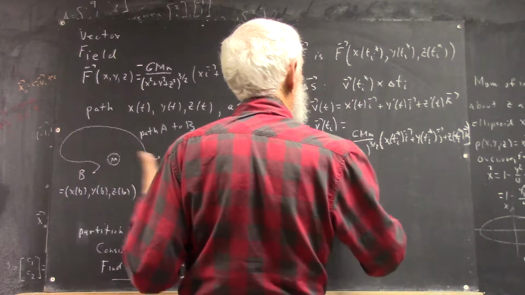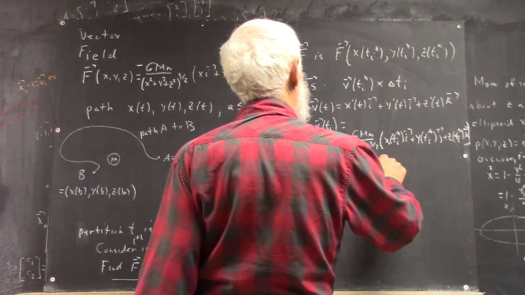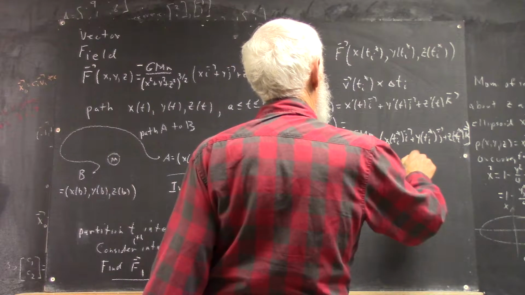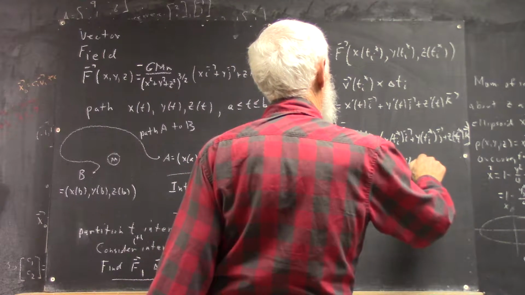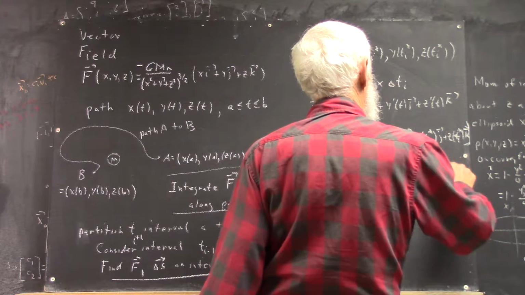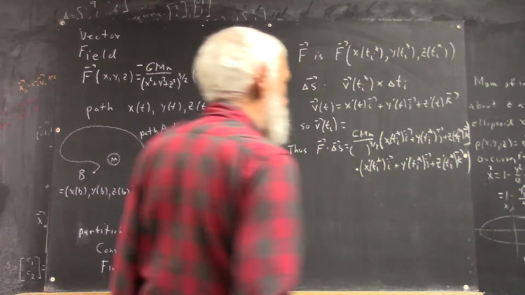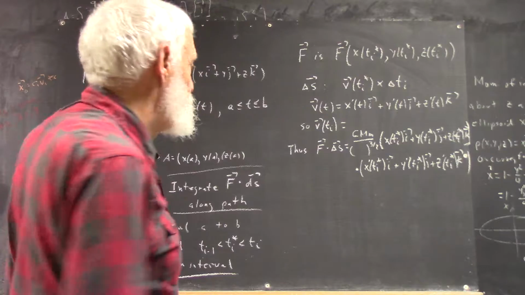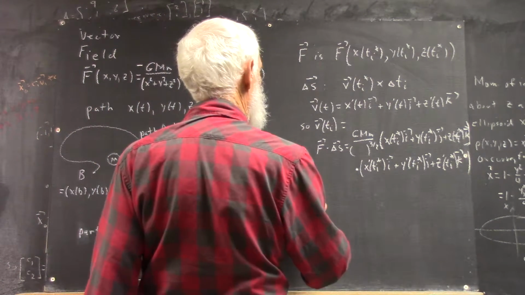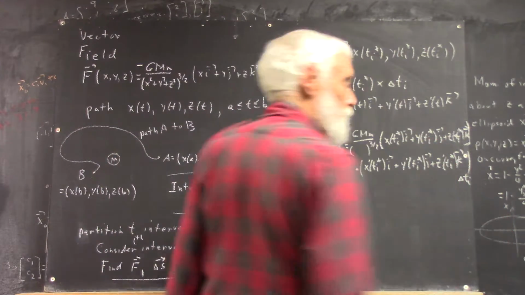Dot x prime of t_i star i plus y prime of t_i star j plus z prime of t_i star k. Okay? Which equals, and then times delta t. Right?